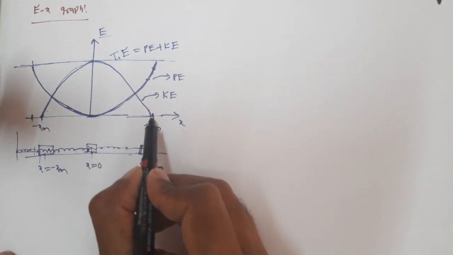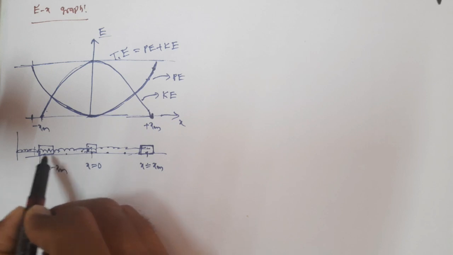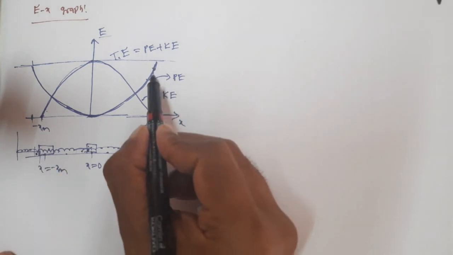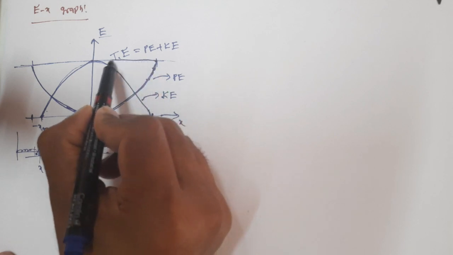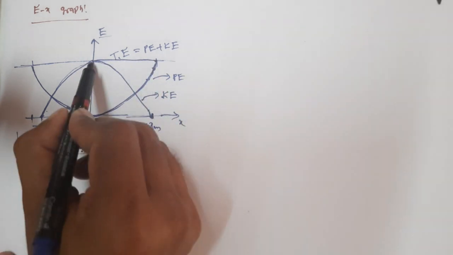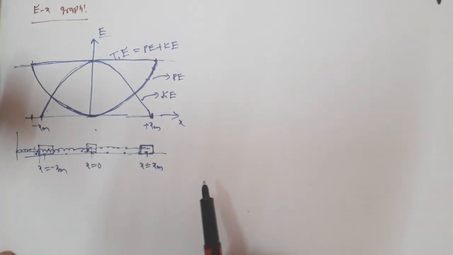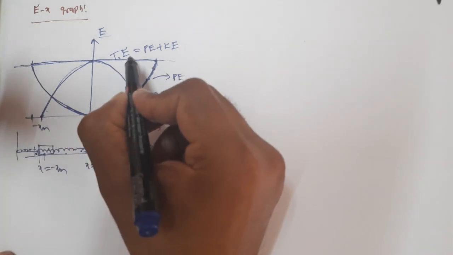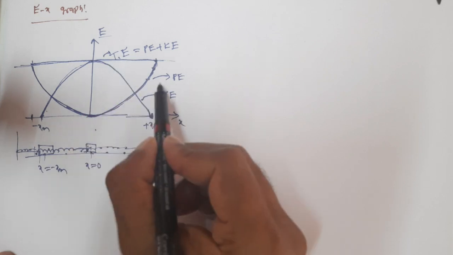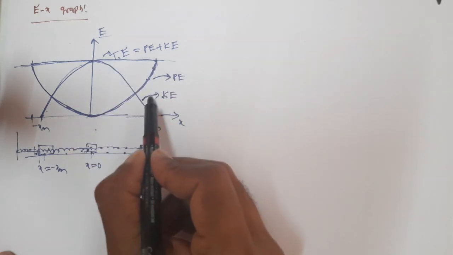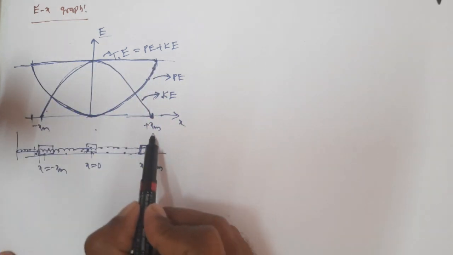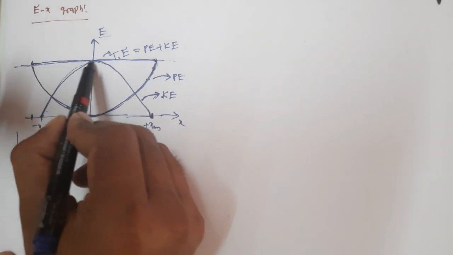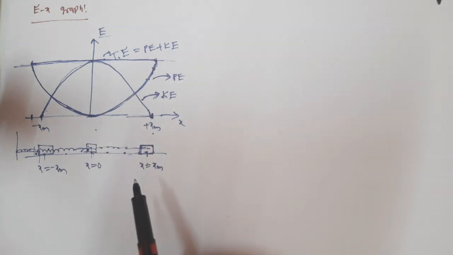Whether the block is here, or here, or at any point, the sum of potential energy and kinetic energy remains constant. So this straight line from here to here, or from here to here, indicates total energy, this graph indicates potential energy, and this curve indicates kinetic energy. The straight line from plus xm to minus xm indicates total energy because the total energy remains constant.